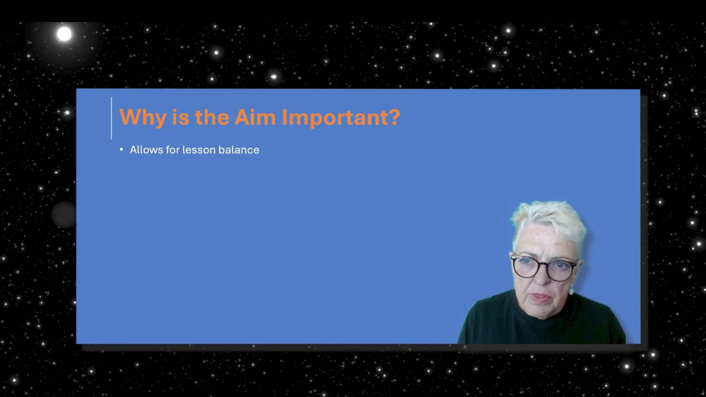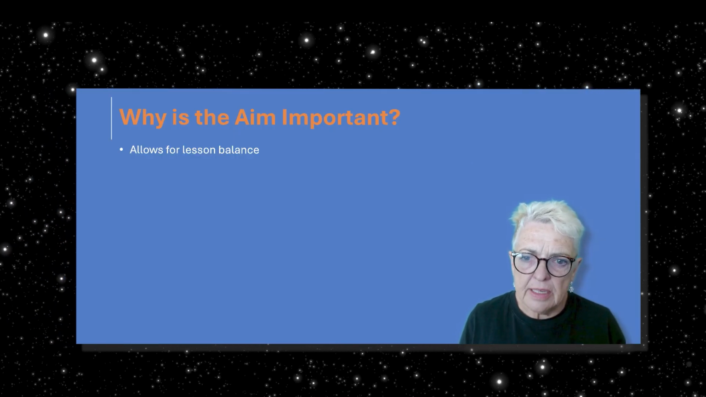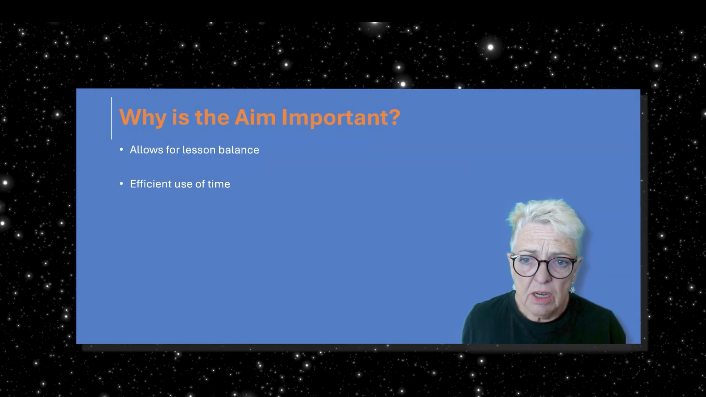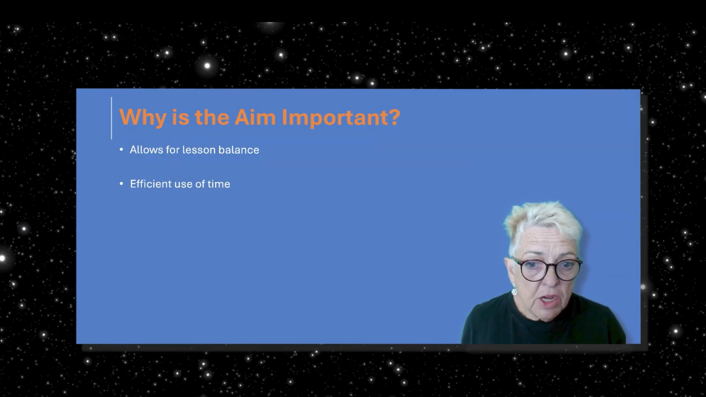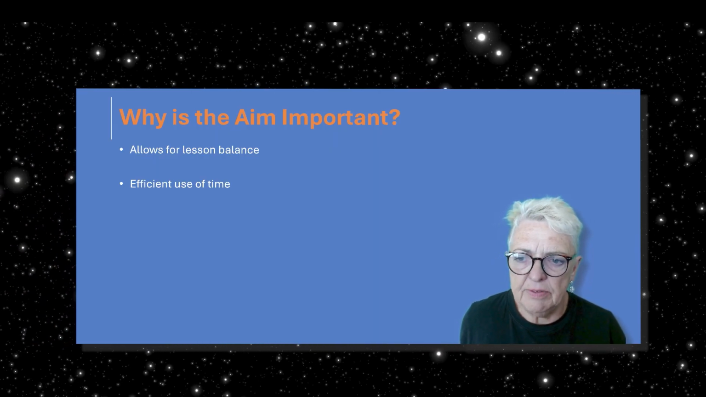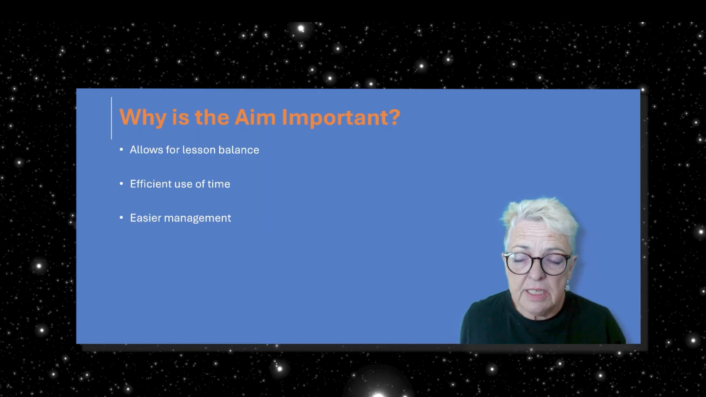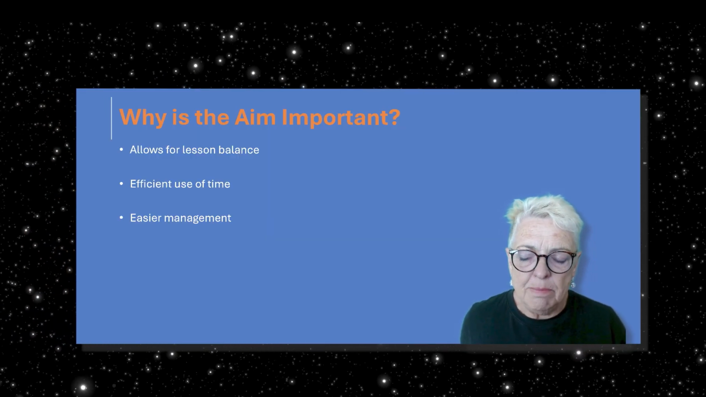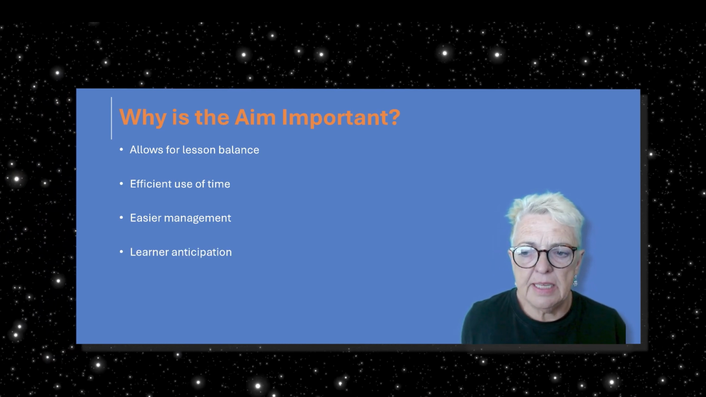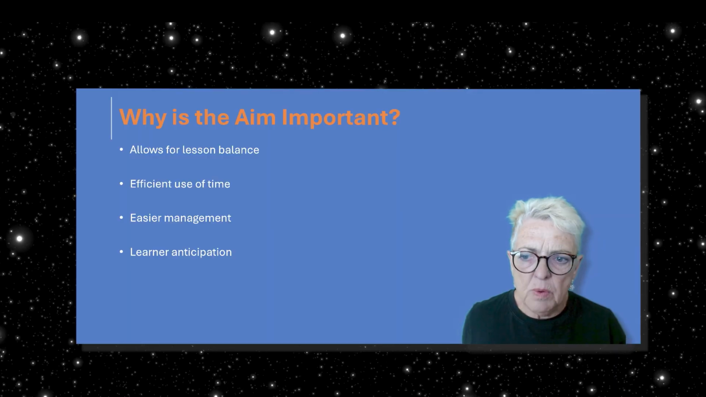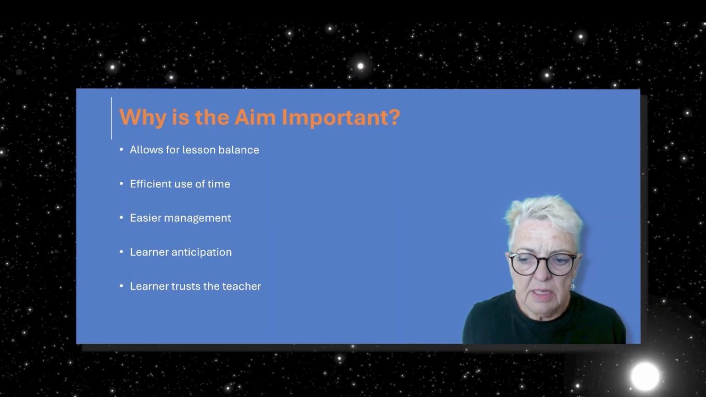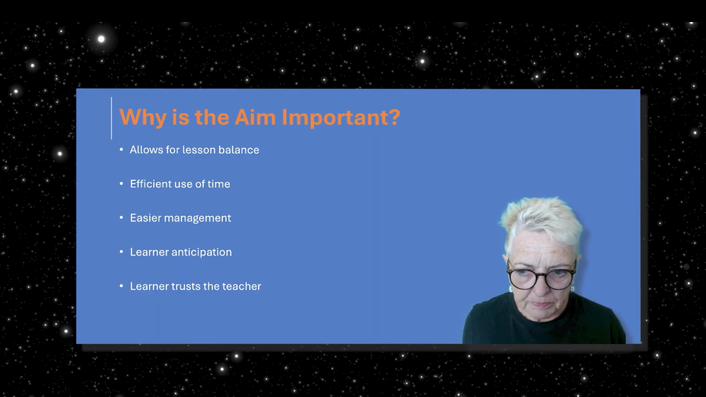That destination allows you to create activities that meet the main aim. It's efficient. A good aim gives you efficient use of time. You're not getting drawn off on erroneous, maybe fun, but erroneous activities. It's much easier to manage a well-aimed lesson. Students can anticipate what's expected of them. They know what's required. They know where things are going. They can follow the flow of the lesson. So they trust you more.